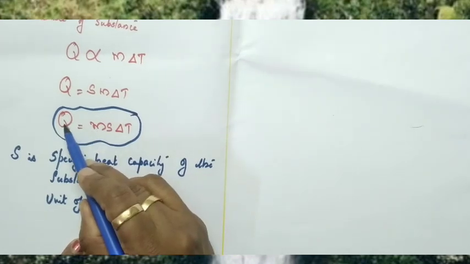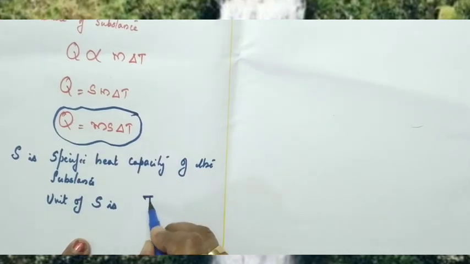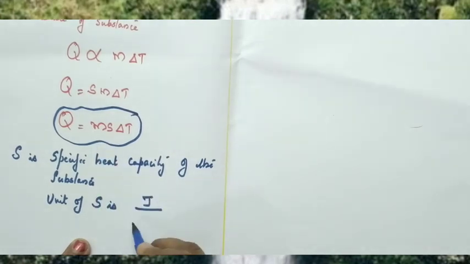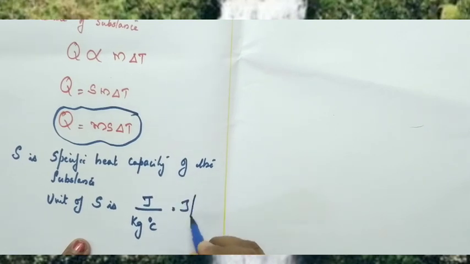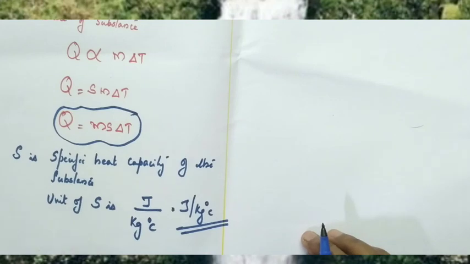What is the unit of quantity of heat? Joule. Joule divided by m, kilogram. Temperature, degrees Celsius, change in temperature, no? So, it can be degrees Celsius or Kelvin. So, SI unit of specific capacity is joule per kilogram degree Celsius or joule per kilogram Kelvin.